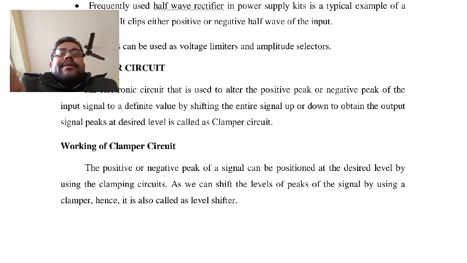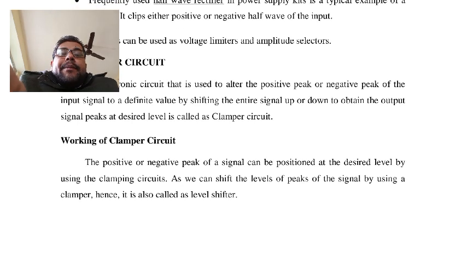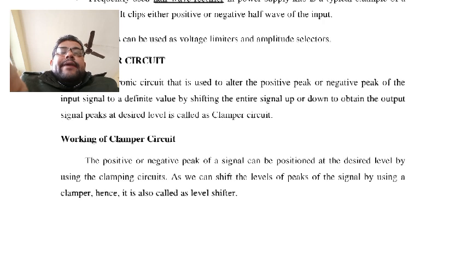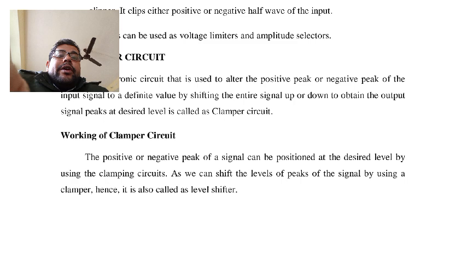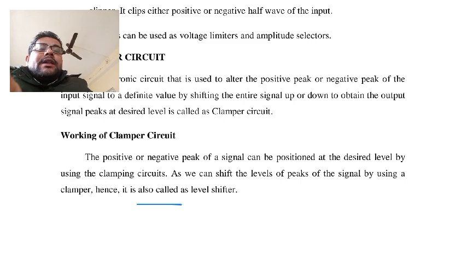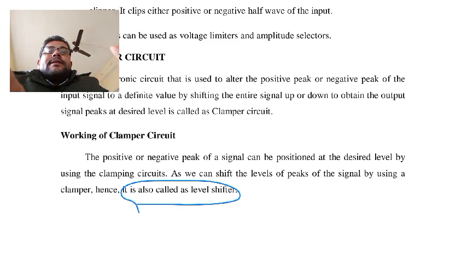Now the working of the clamper. The positive or negative peak of signals can be positioned at the desired levels using the clamper circuits. We can shift the levels of peak signals by using the clampers, hence it is also called a level shifter. Another name is level shifter, because we are shifting the output from one level to another level.